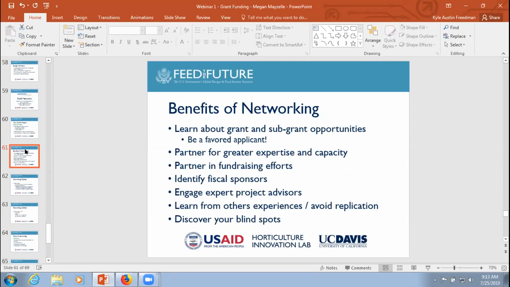By networking, you become a favored applicant, essentially. You hear about grant and sub-grant opportunities. And again, a sub-grant is when you get some money from an implementing partner to work as a collaborating organization. You learn about those opportunities by talking to people. It's striking how organizations silo themselves in the field simply because they are already overstretched and they don't have time to do anything but the most urgent and essential stuff.